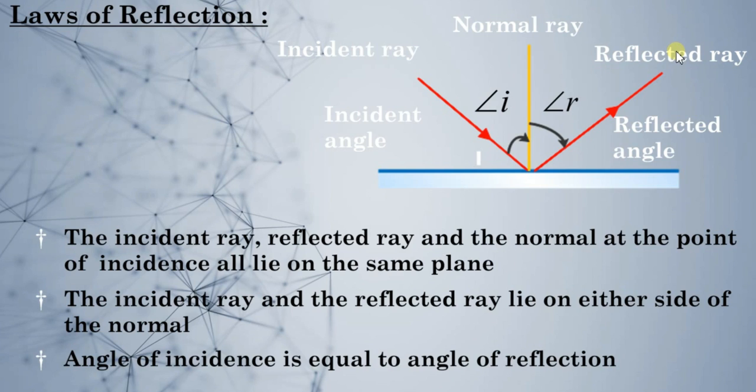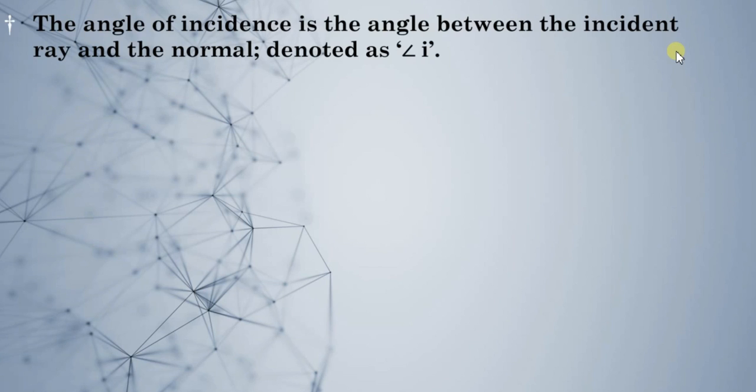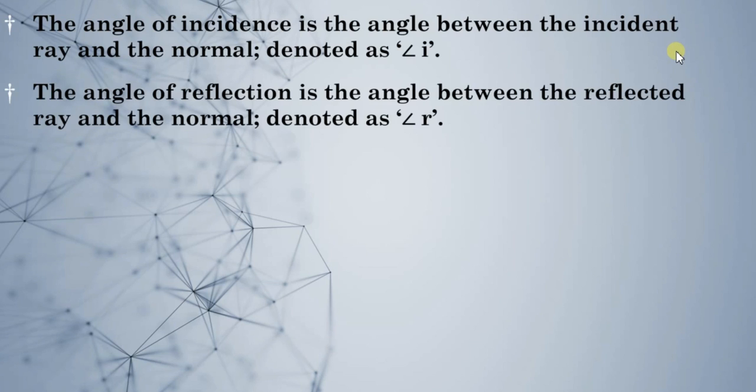The angle of incidence is equal to the angle of reflection. We have seen in the earlier simulation part that however much the angle of incidence is, that much would be the angle of reflection. So this is the third law, or as per your context, the second law of reflection. What is meant by angle of incidence? As per the definition, the angle of incidence is the angle between the incident ray and the normal, and it is denoted by angle I. Similarly, the angle of reflection is the angle between the reflected ray and the normal, denoted as angle R.